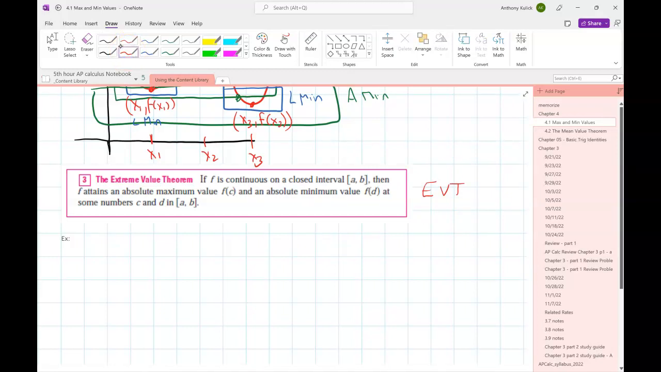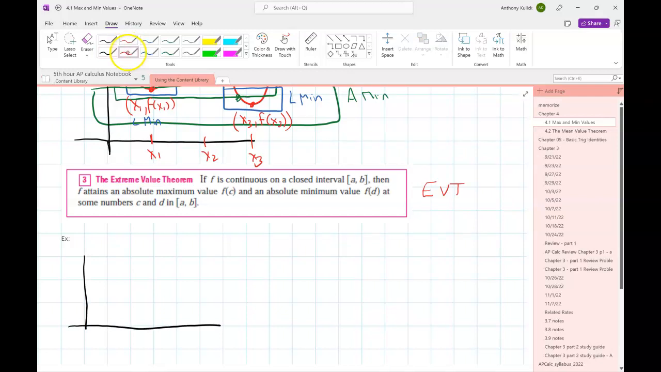It says, if f of x is continuous on the closed interval [a, b], then f attains an absolute maximum value f of c and an absolute minimum value f of d at some numbers c and d on that closed interval. Okay? Let's see what that is really saying. Let's draw some pictures to make sure we understand what's going on.